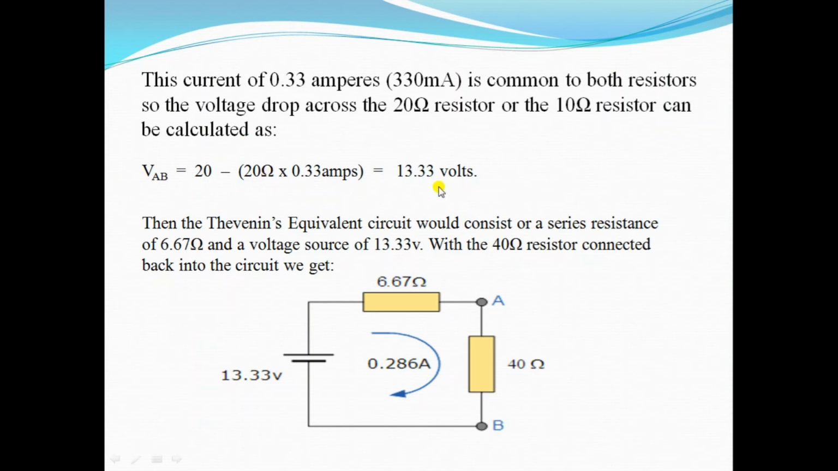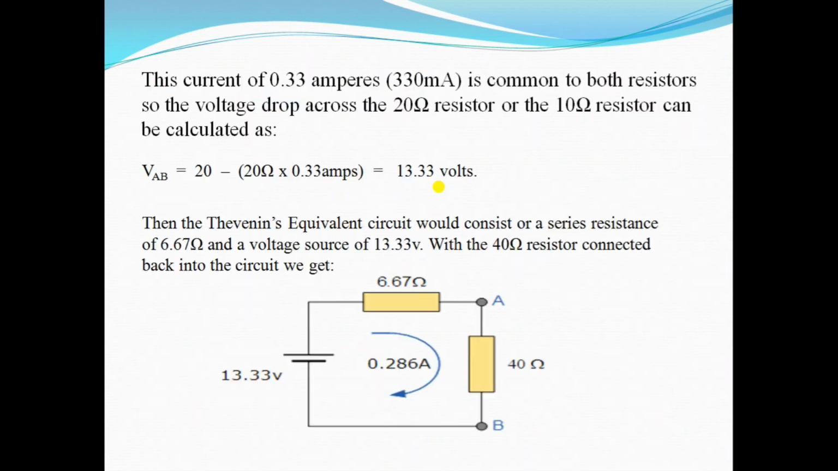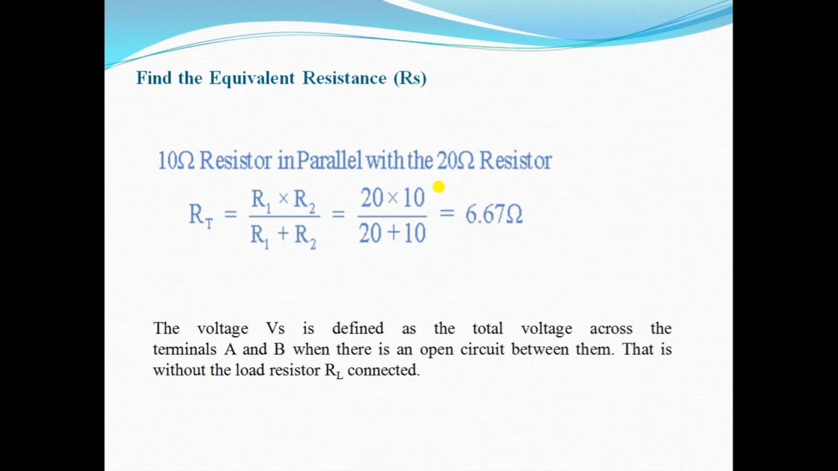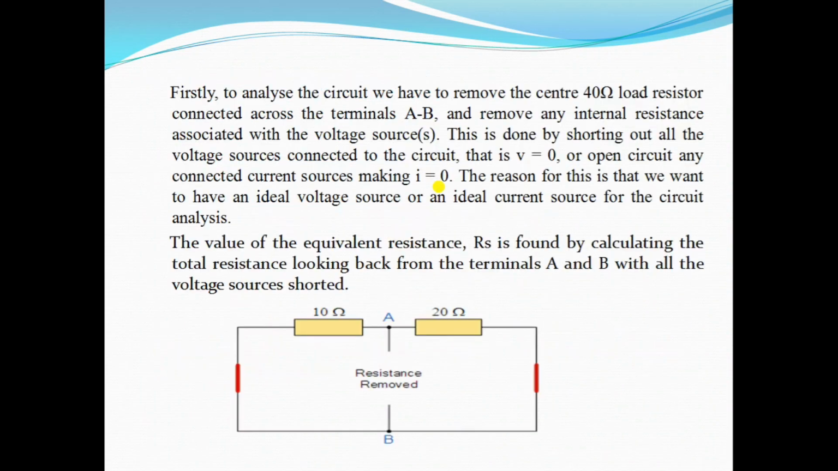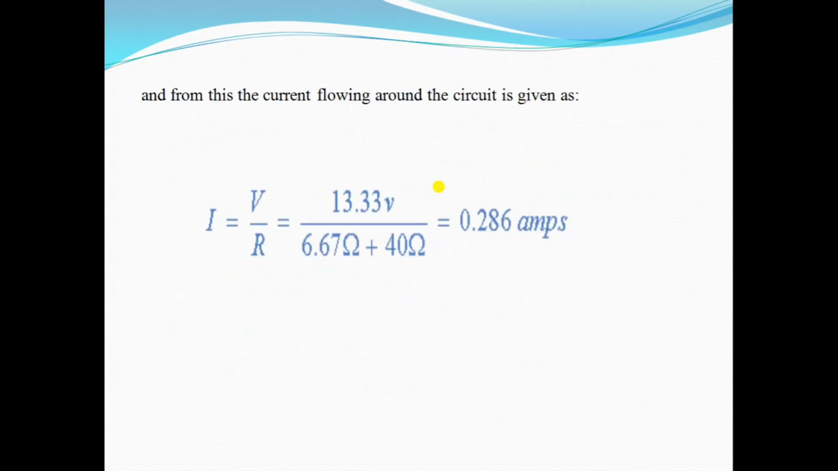So this is the way to find the values of current, voltage and resistance, that is VTH or VS, then RTH or RS, and the current in the circuit with the help of the Thevenin circuit.